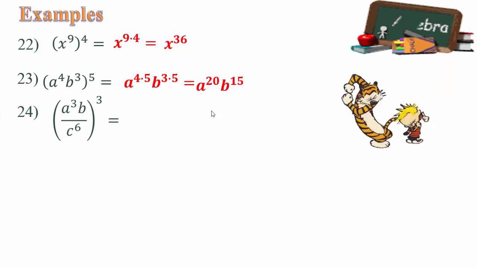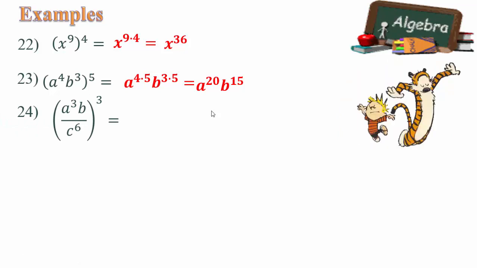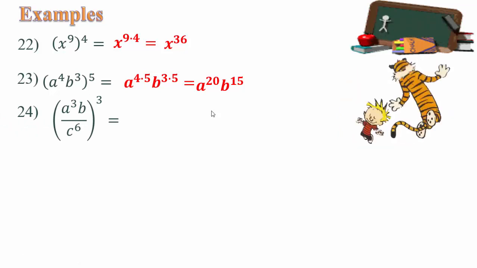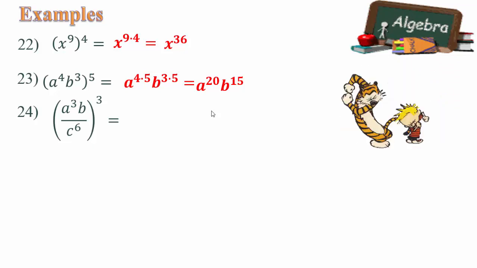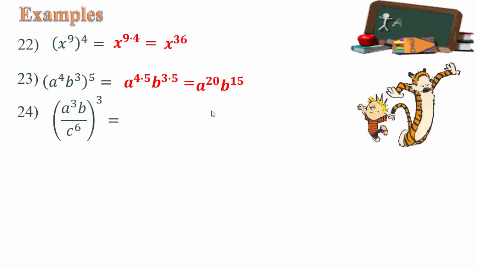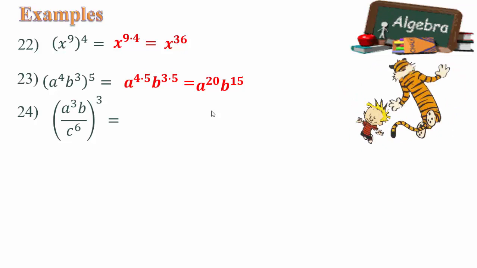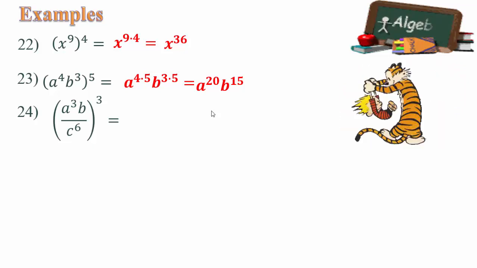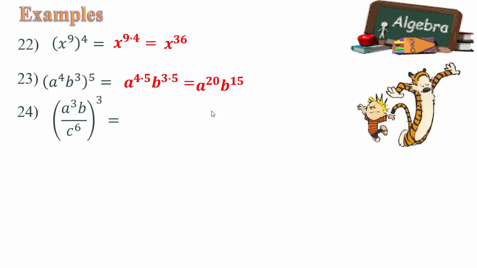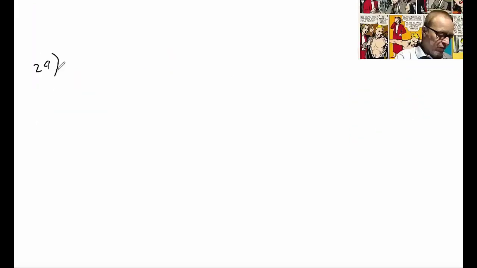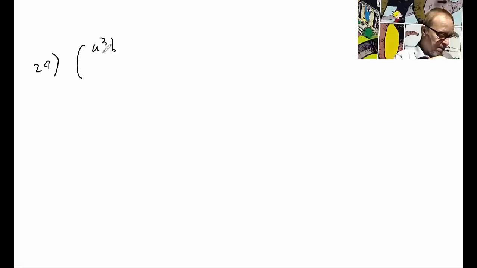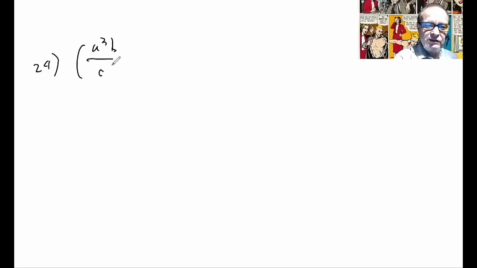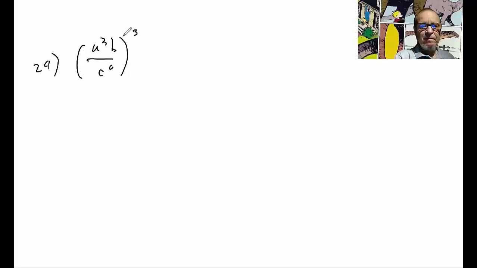In example number 24, as you see, this is a little bit more complicated. So what I'm going to do is go to the whiteboard and work this out in detail to give you an idea and show you one way that you can approach this problem. So in number 24, we have a cubed b over c to the 6th, all to the 3.